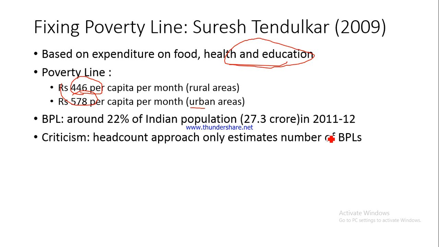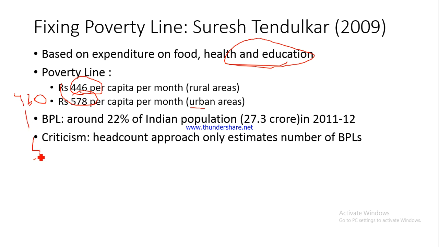For example, let me give an example. If somebody is earning less than 446 per capita per month, right, that particular individual is considered to be BPL. Now, if somebody is earning 430, would he be considered to be BPL? What if he is earning just 5 rupees per capita per month? Again, he would be considered to be BPL, but there would be a big gap between these two people.